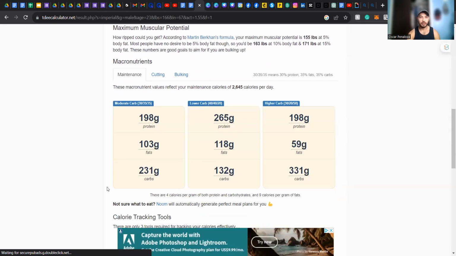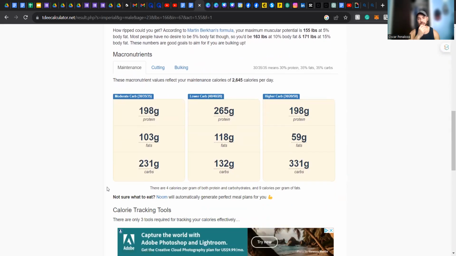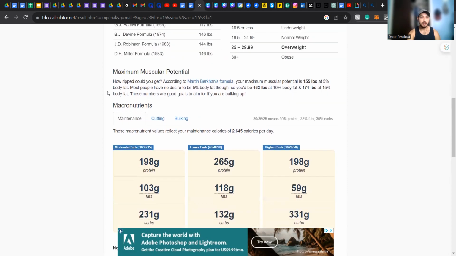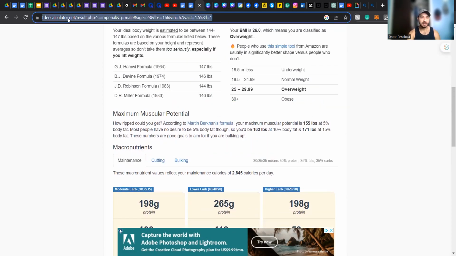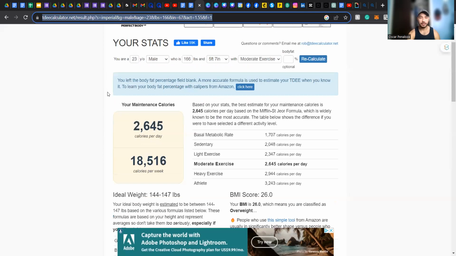So yeah, and then we have a little bit here, macronutrients. This is a topic for another day, but we'll go into it a little bit here moving forward. So this is tdeecalculator.net. If you guys want to use that, very easy, very simple.